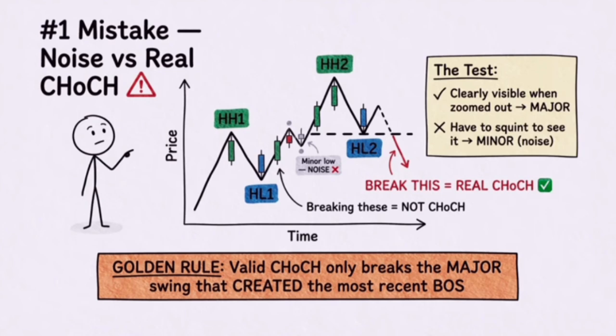Say the market makes higher high 1, then higher low 1, then higher high 2, then higher low 2. If price breaks a minor low inside the push-up to higher high 2, that's noise, internal structure, ignore it. But if price breaks higher low 2, the one that created higher high 2, that's a real CHoCH. Jumping into a reversal trade on a minor break is not trading smart. It's turning yourself into liquidity for smart money.